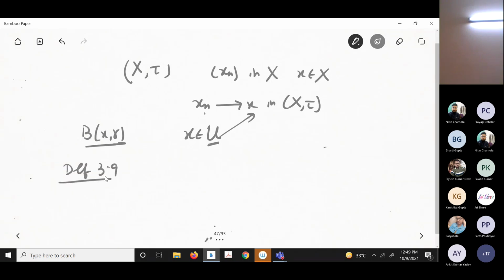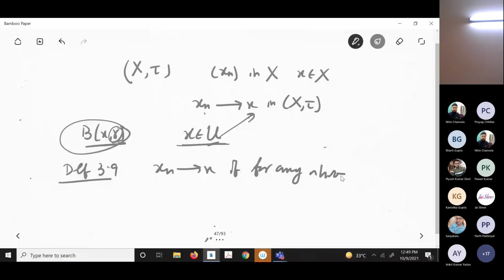I told you that every ball neighborhood of X in a metric space you'll have to substitute by this, so that here there is the epsilon that was given, this a neighborhood. Okay, so I am taking a neighborhood here. So that means I will say Xn goes to X if for any neighborhood U of X, any neighborhood U of X means this and U open.